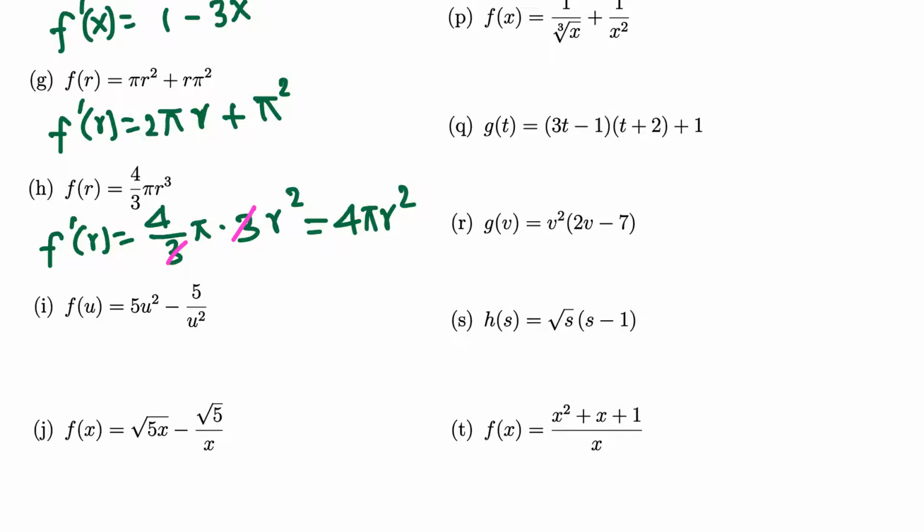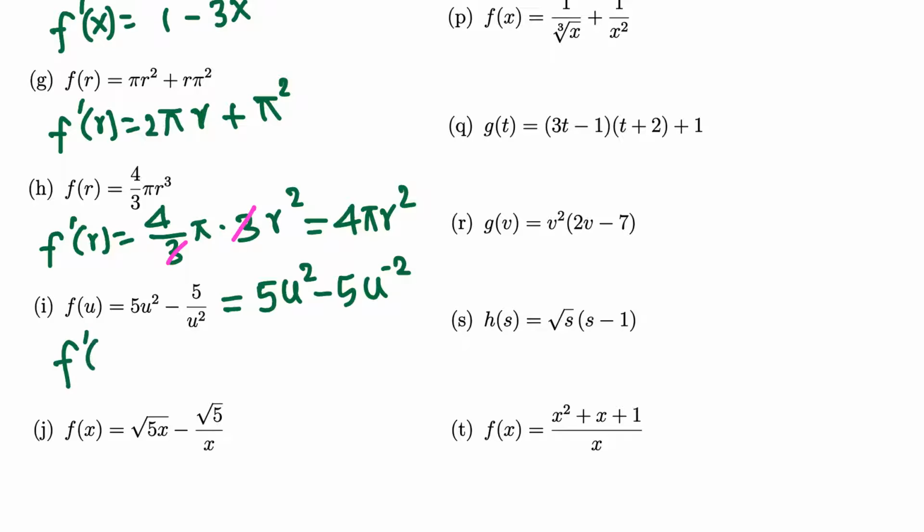In I, we have now a function of u. We need to rewrite, because we have a fraction which can be simplified in this way. 5 u squared, move u squared to the top. Okay, that means minus 5 is on the top already. u squared, when we move it, u to the negative 2, that's on the top, u to the negative 2.